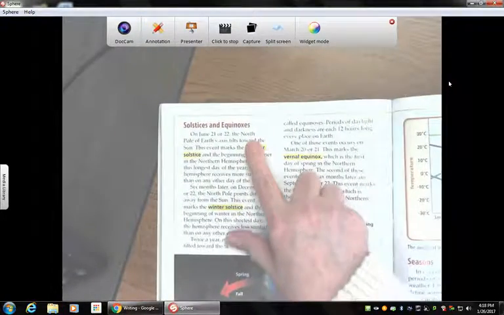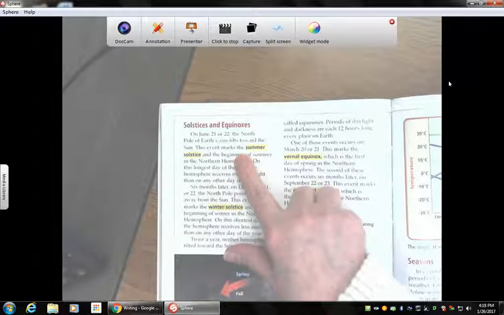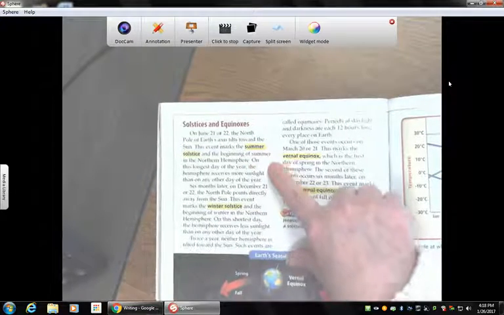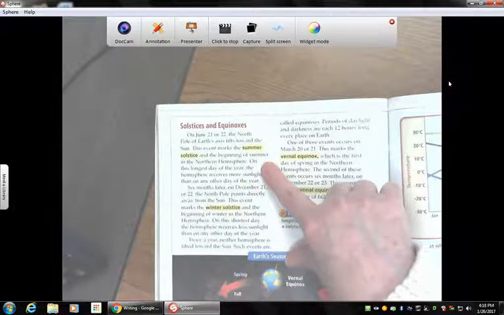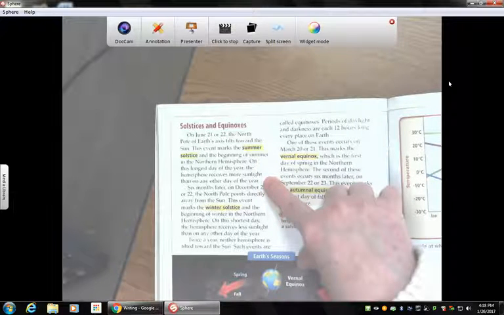On June 21st or 22nd, the north pole of Earth's axis tilts towards the Sun. This event marks the summer solstice and the beginning of summer in the northern hemisphere. On this longest day of the year, the hemisphere receives more sunlight than on any other day of the year.